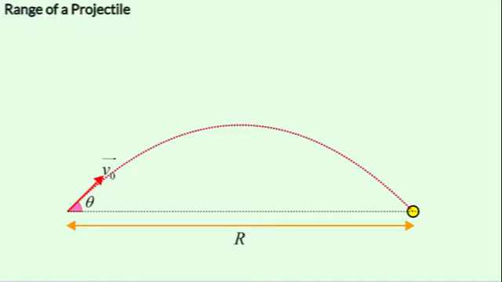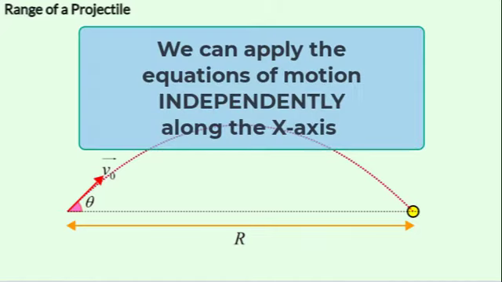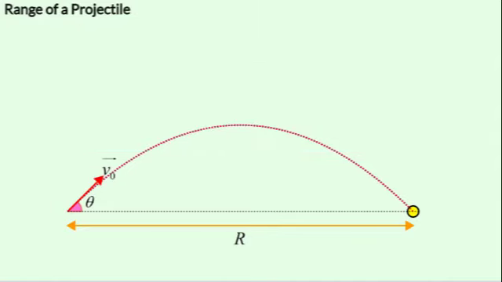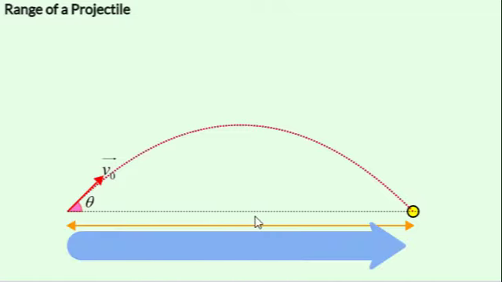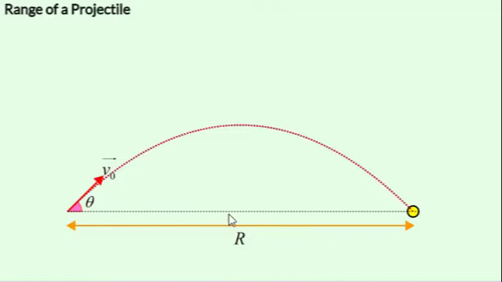To solve this, we make use of two concepts that we have learnt so far. The first is that we can apply the equations of motion independently along each axis, and to find the range, we will apply this along the x-axis as we are measuring the range along the x-axis. So we completely ignore what's going on along the y-axis.